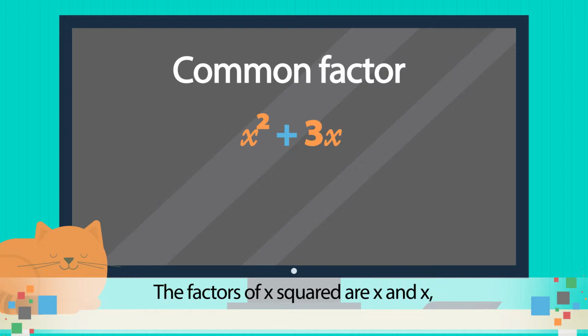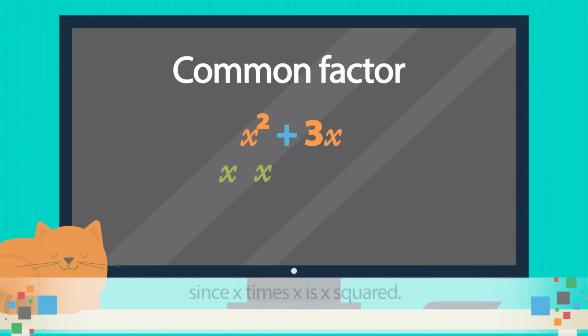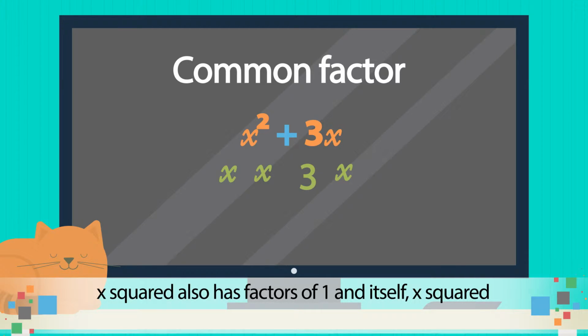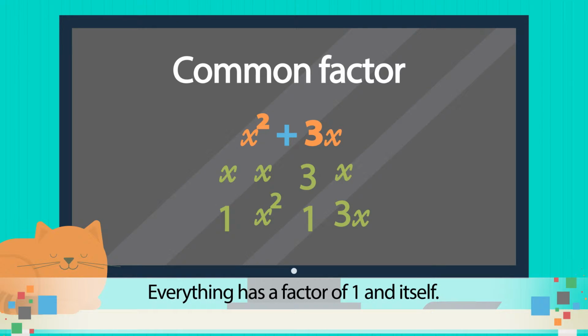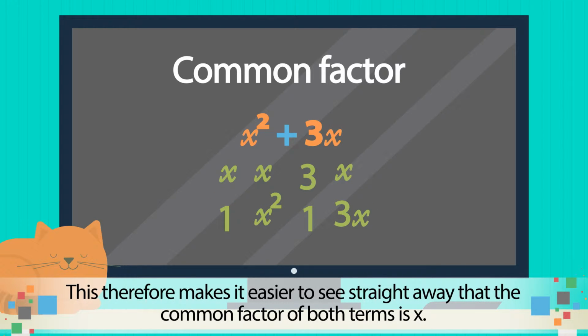The factors of x squared are x and x, since x times x is x squared. The factors of 3x are 3 and x, because 3 times x is 3x. X squared also has factors of 1 and itself, x squared, and 3x has factors of 1 and 3x. Everything has a factor of 1 and itself. This therefore makes it easier to see straight away that the common factor of both terms is x.